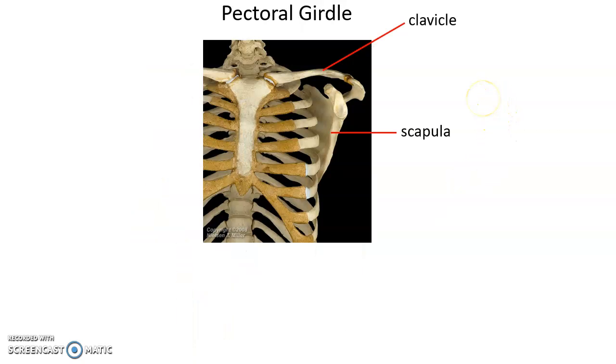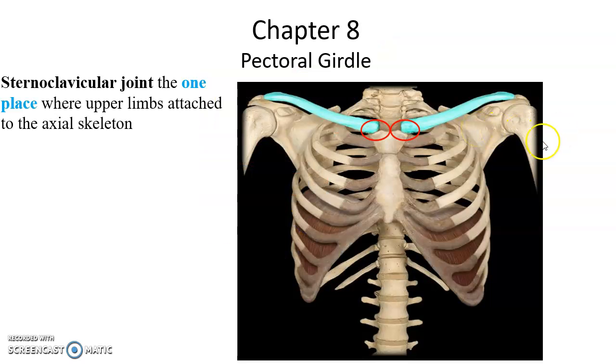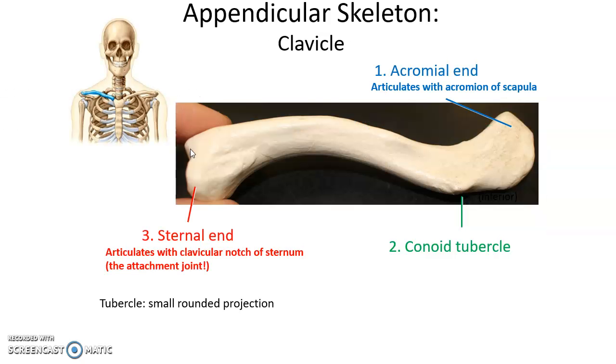All right, the pectoral girdle is the structure that attaches the upper limbs to the axial skeleton. Specifically, the clavicle forms a joint with the sternum. That's the official joint attaching the upper limbs to the axial skeleton. The pectoral girdle is made up of the clavicle and the scapula, the collarbone and the shoulder blade. The joint where the clavicle attaches is known as the sternoclavicular joint. Again, the only place where the upper limbs make contact with the axial skeleton.